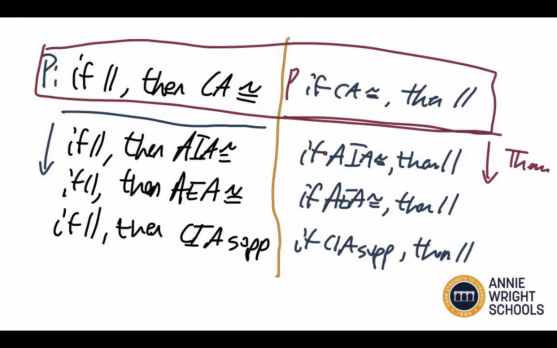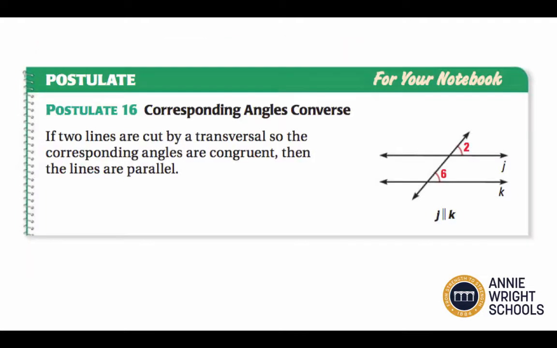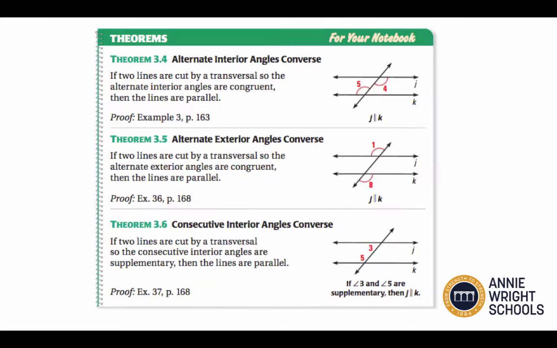So just to see these all written out in nicer form, corresponding angles converse, I'm just going to say if CA congruent, then parallel. If two lines are cut by a transversal such that the corresponding angles are congruent, then the lines are parallel. Then you have all the theorem converses that you will prove in class.